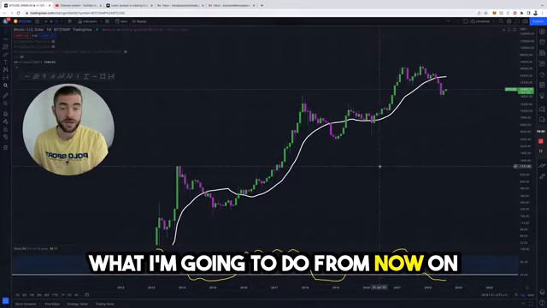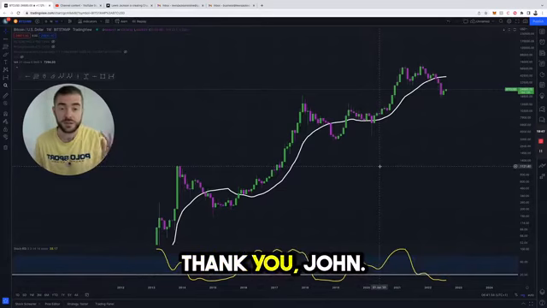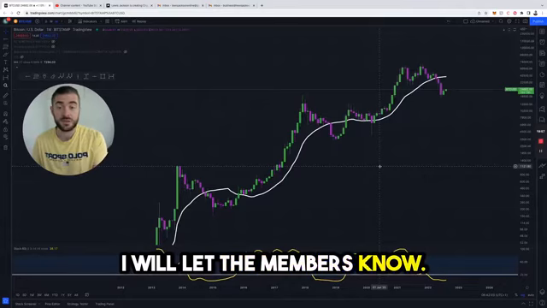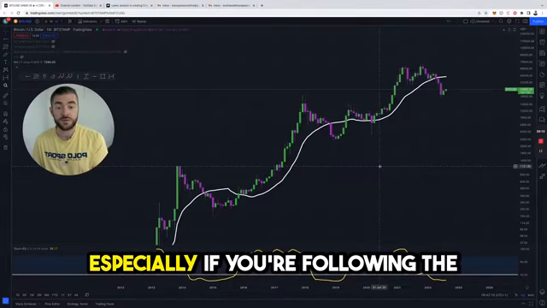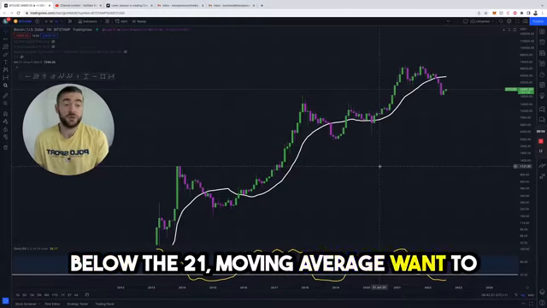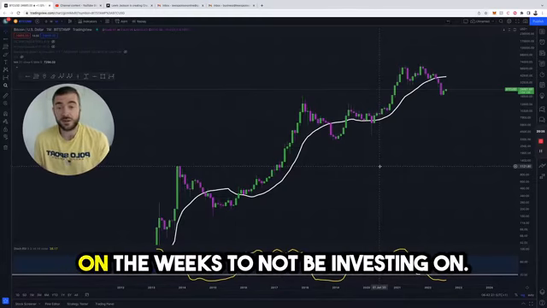What I'm going to do from now on, and this was suggested by a member, thank you, John, is that every time I see a red week get printed, I will let the members know. I think that's a useful thing to know, especially if you're following this strategy and you're only investing below the 21 moving average. I want to know when the weeks to be investing are and the weeks to not be investing are. I think it's quite useful.